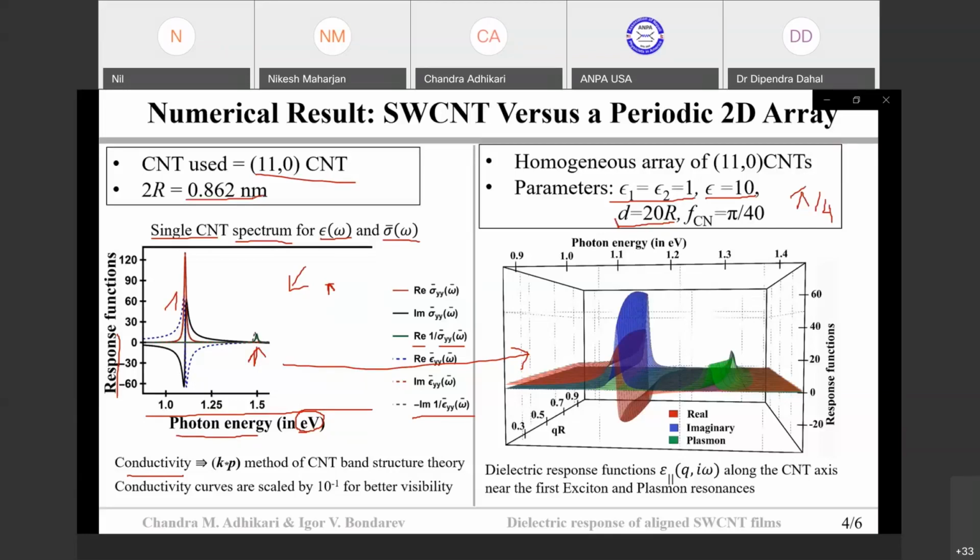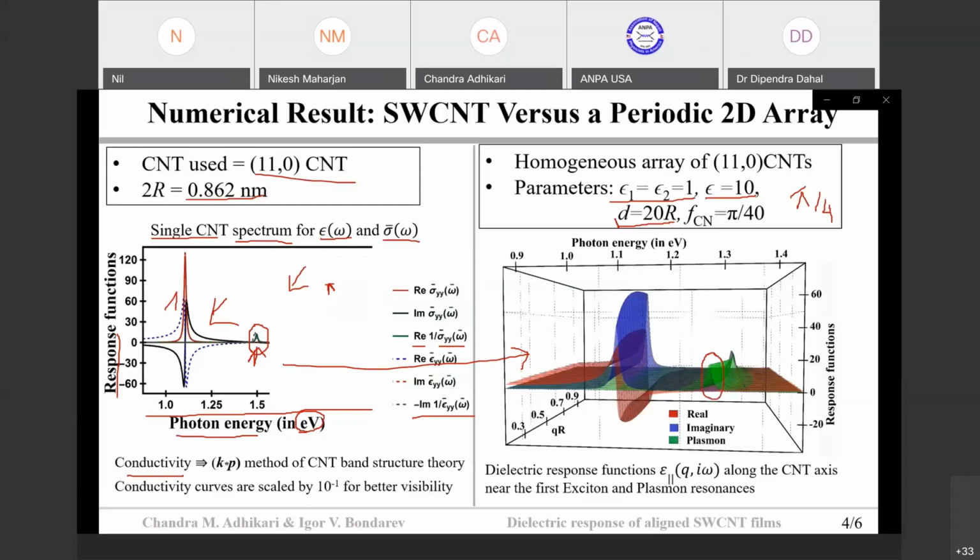One interesting thing about the dielectric spectrum of the array of carbon nanotubes is that it is not only a function of the photon energy and the radius of the carbon nanotube, like it is in the single-wall carbon nanotube, but in the case of an array of carbon nanotubes, it is also a function of the momentum, which makes this a non-local phenomenon. And the momentum is along the axis of the carbon nanotube. One more thing we can notice is that this plasmon resonance is more pronounced in the case of an array of carbon nanotubes than in the single-wall carbon nanotube.